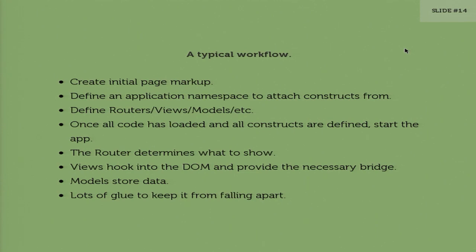I usually start by creating the initial page markup, just to get an idea of what I'm looking at here. Create a namespace to attach all my code to. The same thing in Angular. You usually create a global application object that you attach everything to or associate with. I define all my routers, views, models, all the things, and I'm only doing the definition. I don't do the initialization until everything is loaded. So once all the code has been loaded, now I'm going to call my initialize.